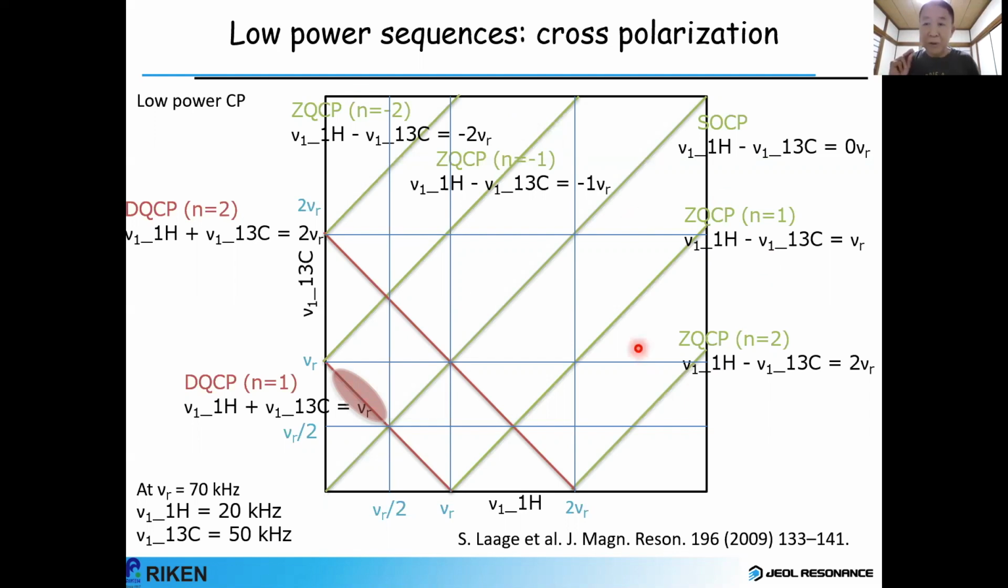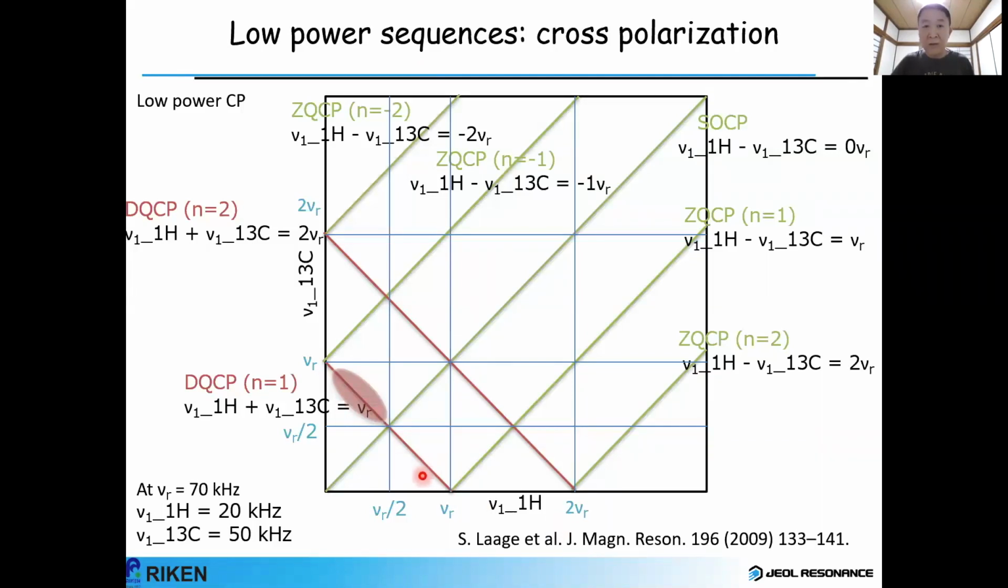But this can be problematic for fast MAS experiments because this is 2 times the spinning frequency. So if you spin the sample at 100 kHz, that means we have to apply RF fields stronger than 200 kHz. This can be too much for your sample or maybe your probes. But fortunately, we have a low power regime for cross polarization. That is here and there. That is double quantum CP.